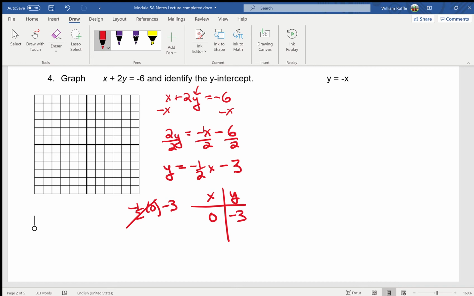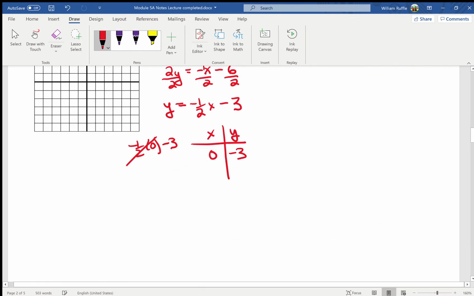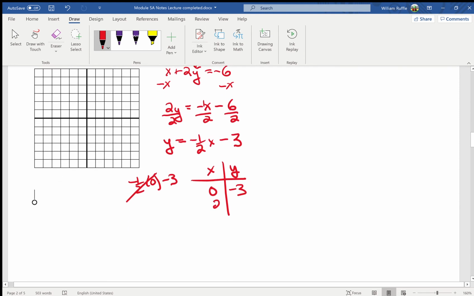Now, if you look back up here, it says if there is a fraction, choose the denominator. So, what's the denominator here? Well, the denominator is a 2. So I'm going to put 2 there, so it's really negative 1/2 times 2 minus 3.